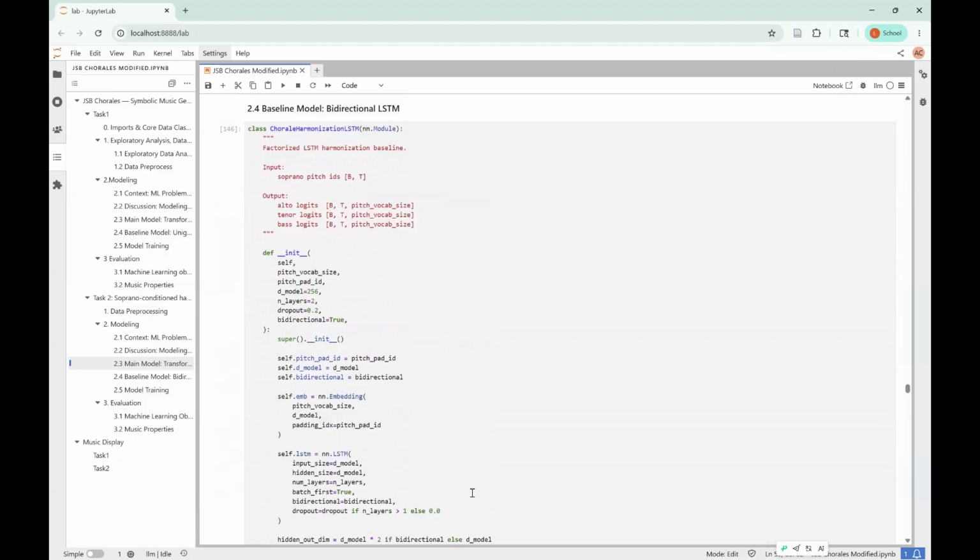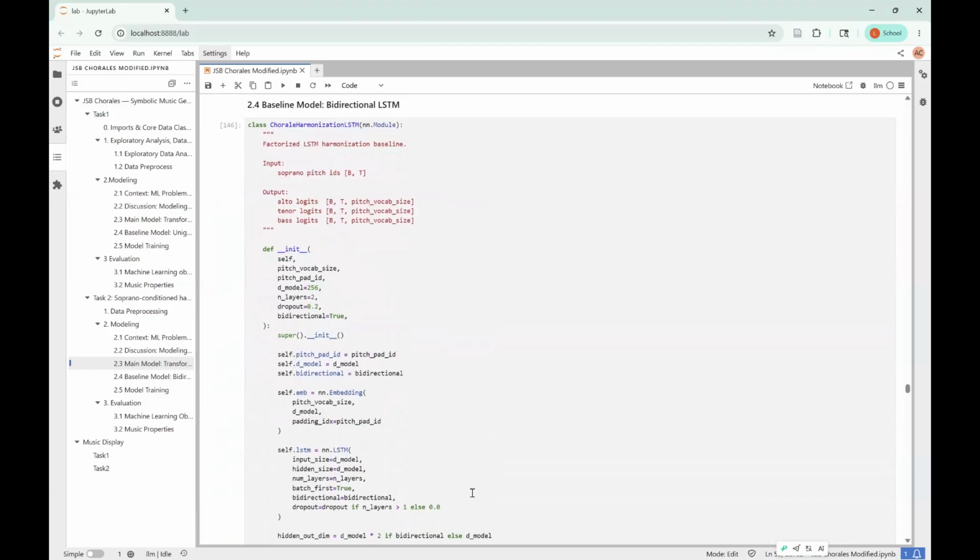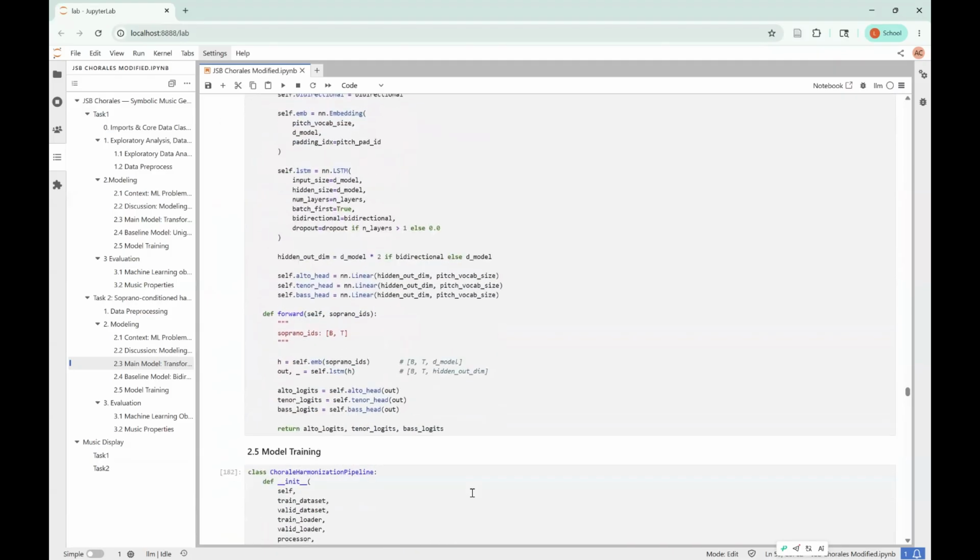This is the implementation of the baseline model, bidirectional LSTM.